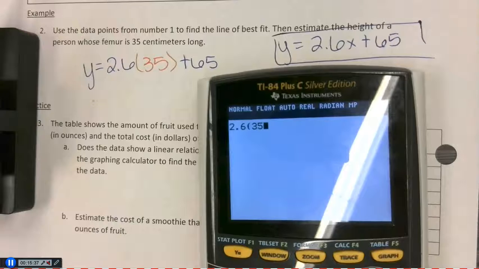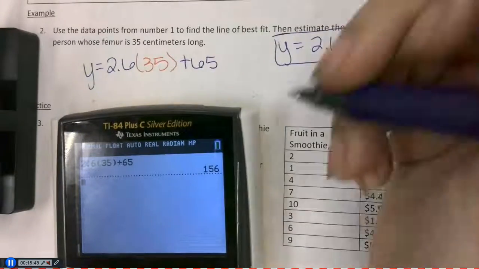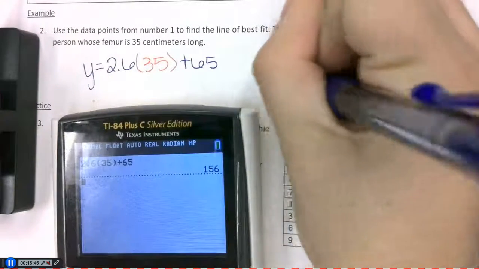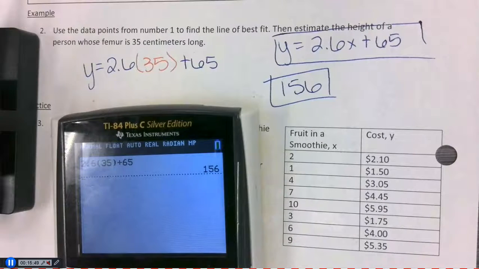2.6 times 35 plus 65. And this time I get 156. So I did a pretty good job on my hand-drawn line. Questions there?